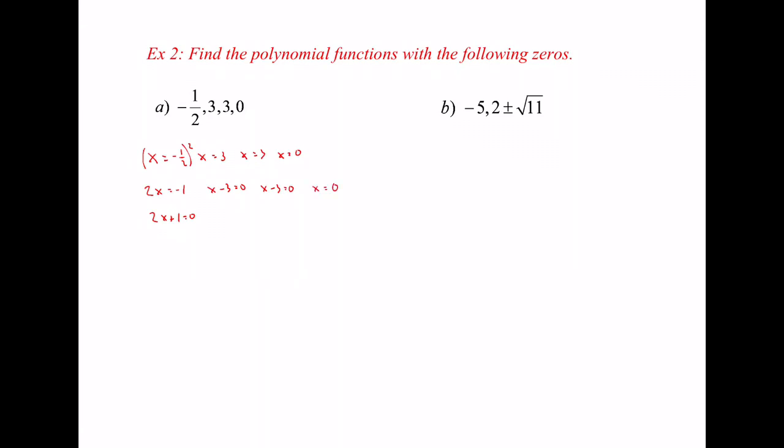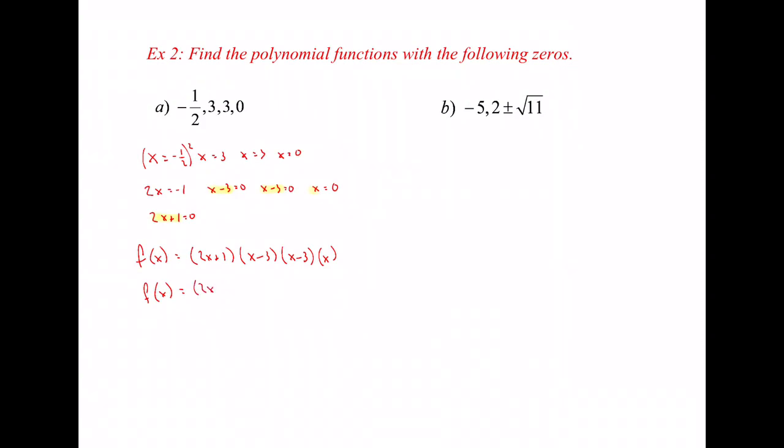So once you find out what each of these factors are, then you're going to multiply all of them together. So 2x plus 1, x minus 3, and x all get multiplied together to create that polynomial function. So f of x is equal to 2x plus 1 times x minus 3 times x minus 3 times x. So how you want to multiply those 4 things together is up to you, but you can only multiply 2 things together at a time.